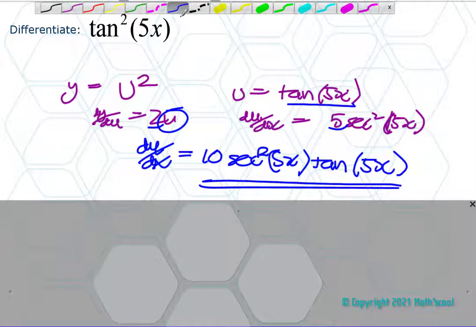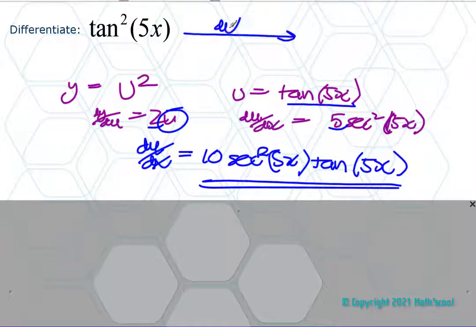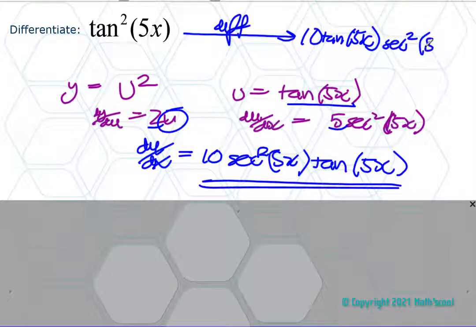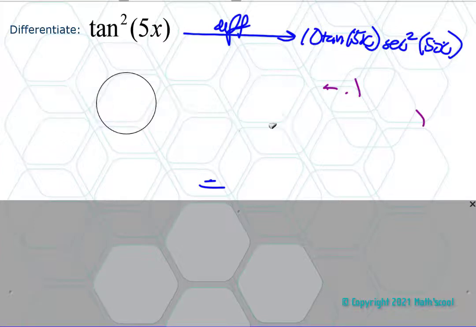So if we differentiate this, it gives us 10, and maybe I'll put the tan 5x on the front, tan 5x, because it doesn't have a power on it, whereas the sec squared does. Sec squared 5x. Okay, I'll just get rid of that working now. We've done that.